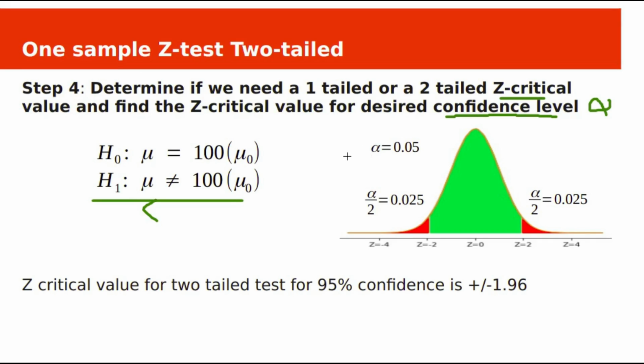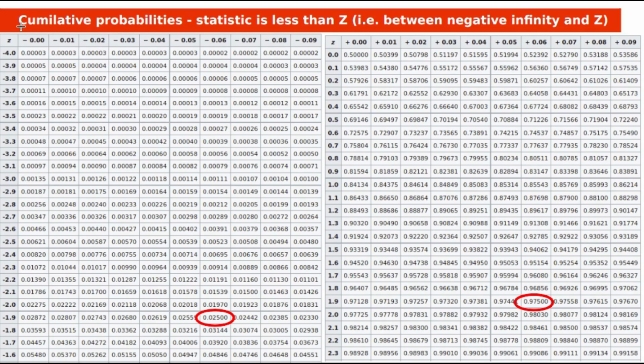Here, if you want a 95% confidence level, alpha will be 0.05. Since it is a two-tail test, we need to distribute alpha equally in two tails. That is, alpha by 2 equal to 0.025 in the left tail and 0.025 in the right tail. What is the Z critical value for this alpha level 0.025? Let's see the Z tables.